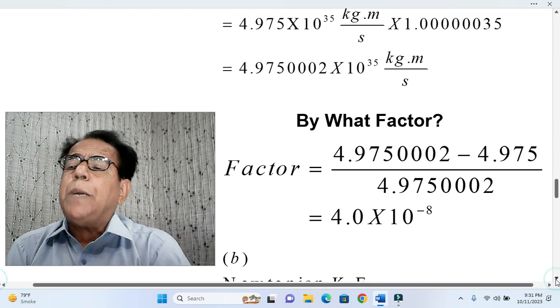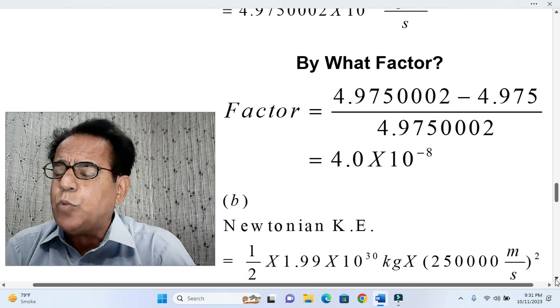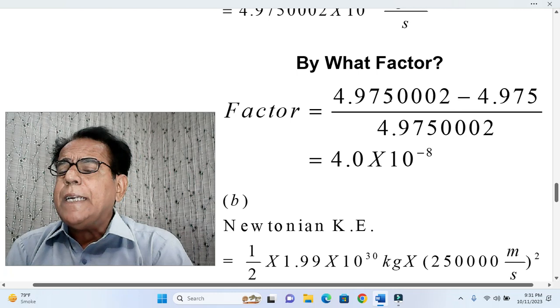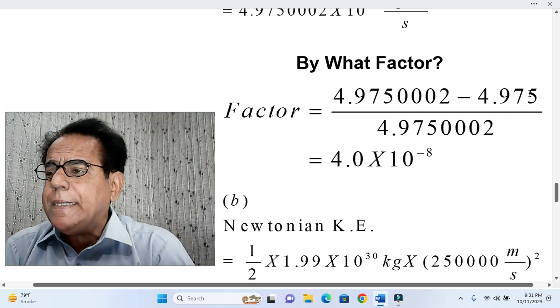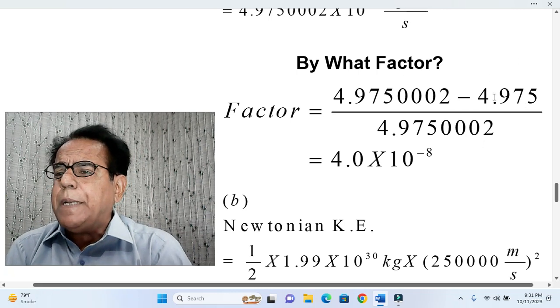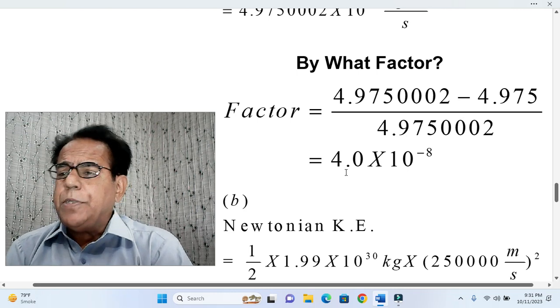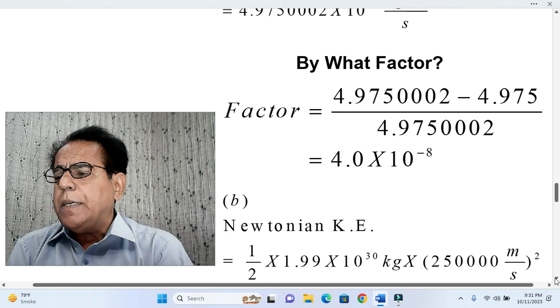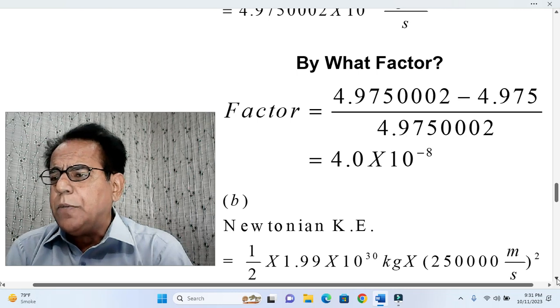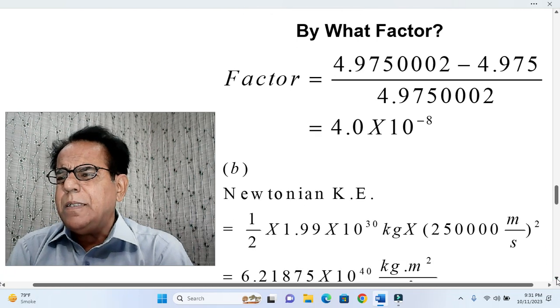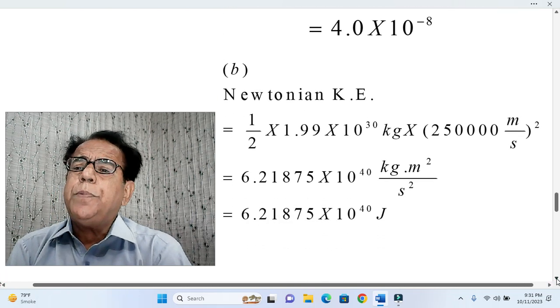Now we come towards the question, by what factor. Factor is relativistic value minus Newtonian value divided by relativistic value. So factor becomes equal to 4.0 into 10 raised to the power minus 8. We can also write it as 0.4 into 10 raised to the power minus 7, etc. Now we come towards part B.